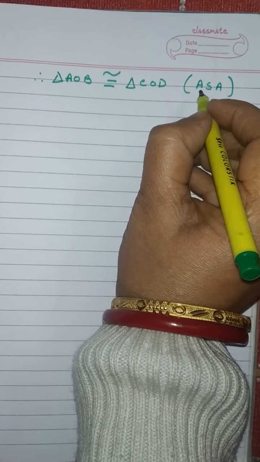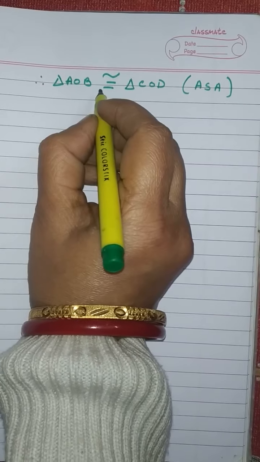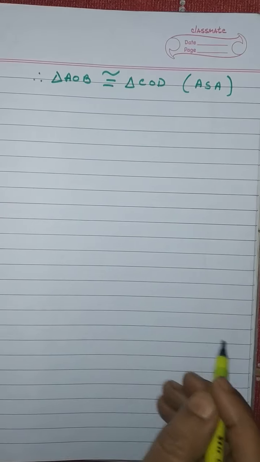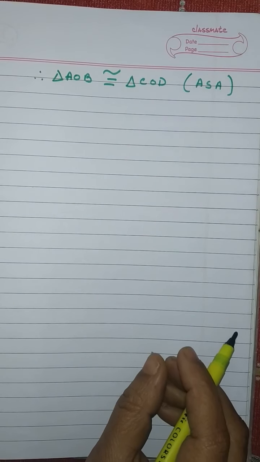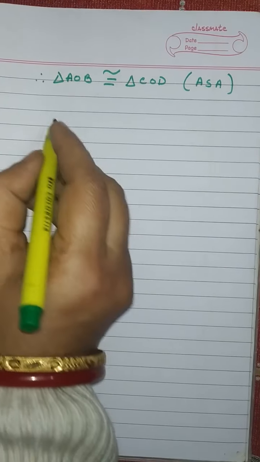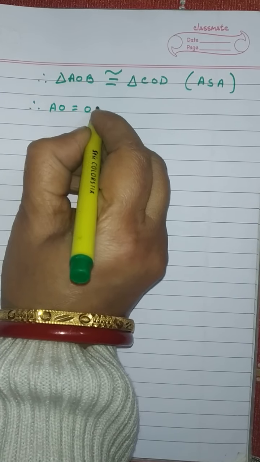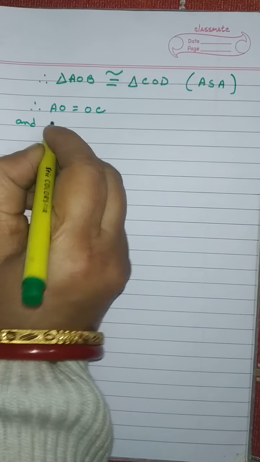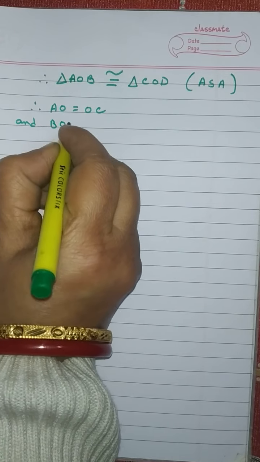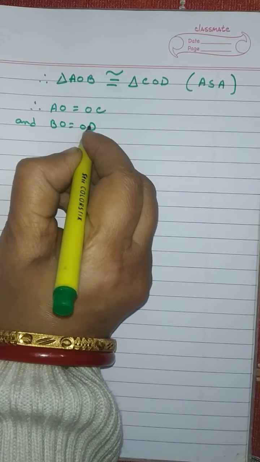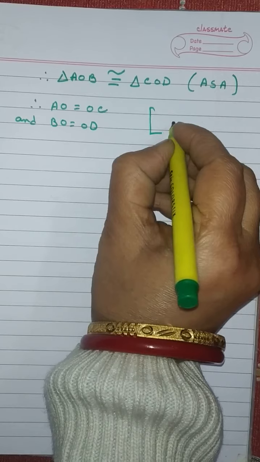So here we are using the angle side angle property. So when the angle side angle property holds, congruence means all these angles are equal and all the corresponding sides are also equal. So we can say that AO is equal to OC and BO is equal to OD. That is by CPCT.